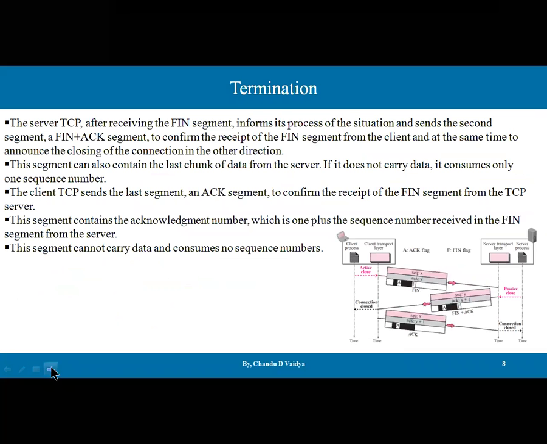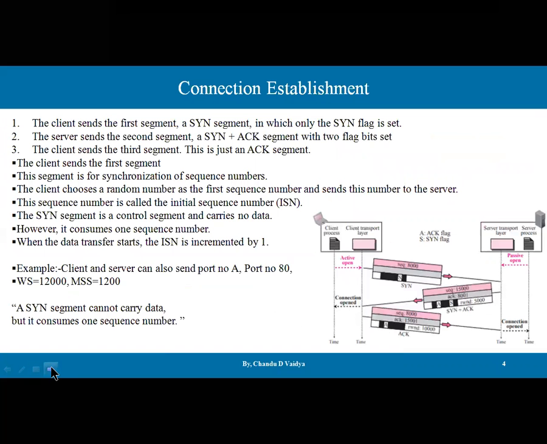So what we have discussed in this lecture: connection establishment, data transfer, and connection termination. As TCP is a connection-oriented protocol, we have to work on this. The gist, guys: first, the client sends the first segment, the SYN segment, with only the SYN flag set. As a reply, the server sends the second segment, SYN plus ACK, with both control flags set. Then the client sends the third segment with just the acknowledgement flag. This is the connection establishment.